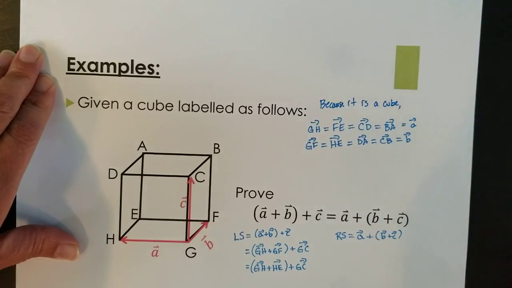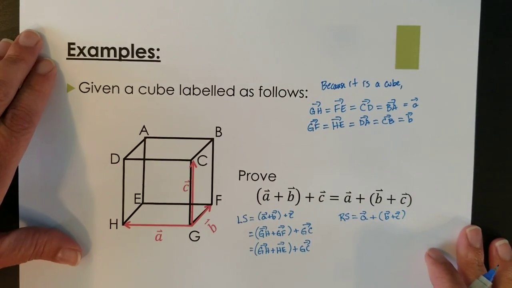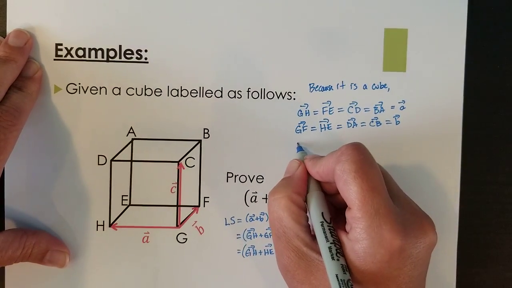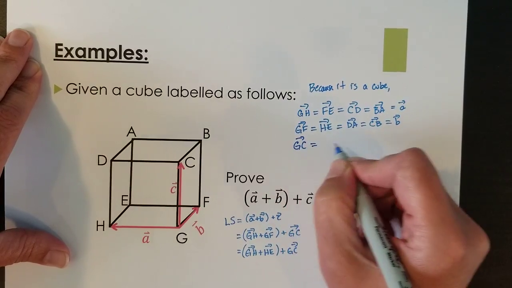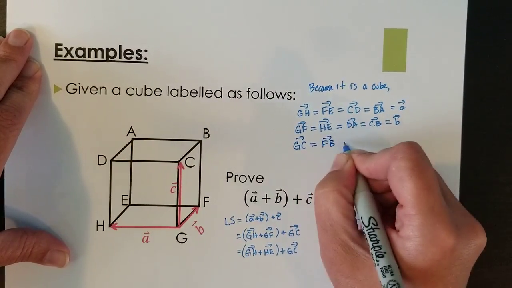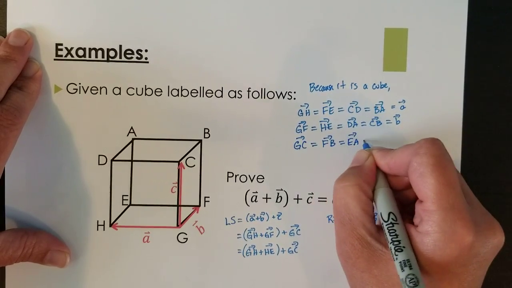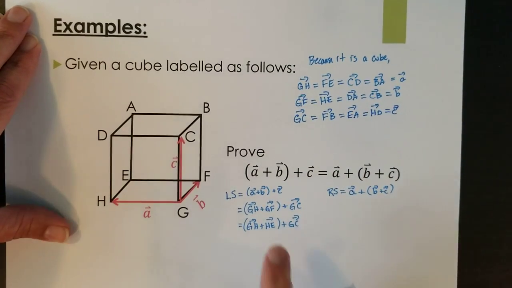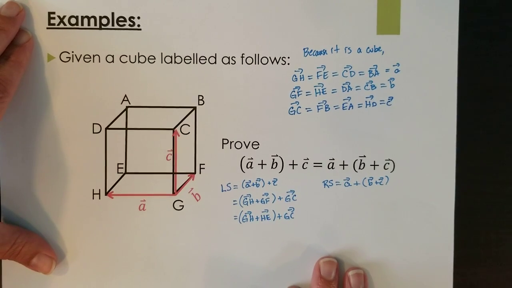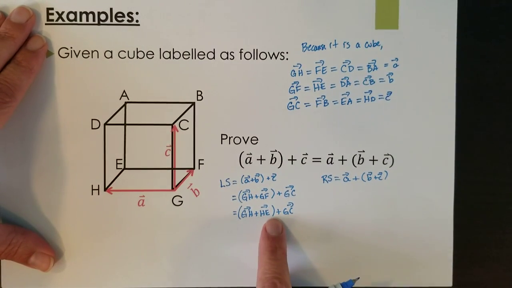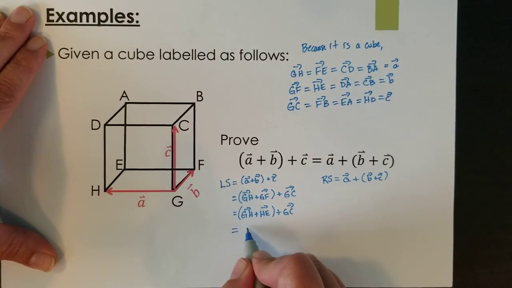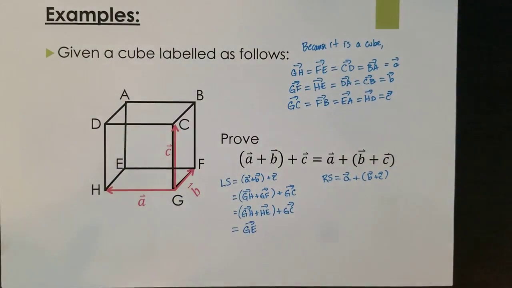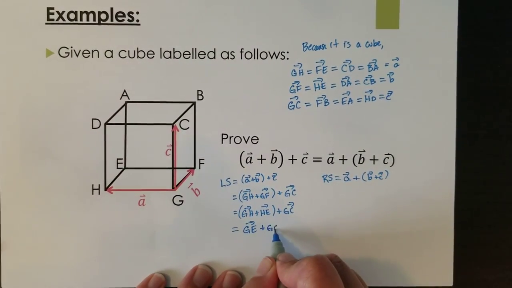So we know that the edges of a cube will all be the same length, and those corresponding edges will all be in the same direction. And then we're going to use this as well. GC equals FB equals EA equals HD, and that's all equal to vector C. Okay. So here, now I've got this a little bit summarized. GH plus HE, now this is something I can add, and that goes from G to E. So now they are head to tail, and then plus GC.